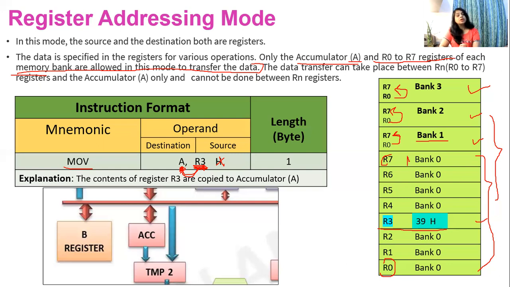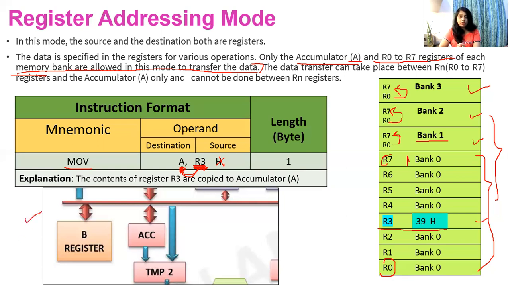That means the source register will also hold the same number even after it transfers the data. Remember, the move operation is a copy paste operation, not a cut paste operation. So this instruction says, copy data from R3 to register A.